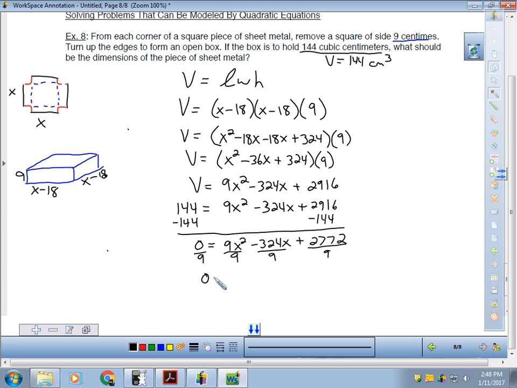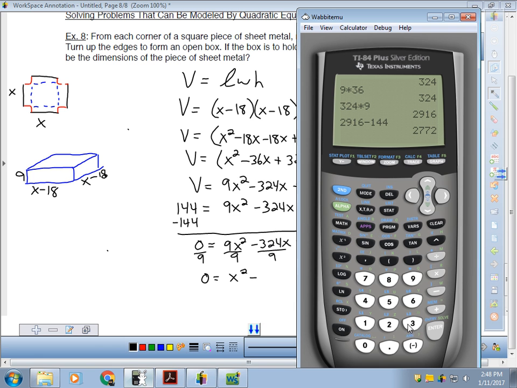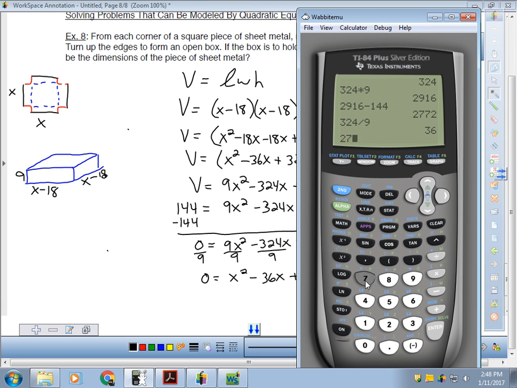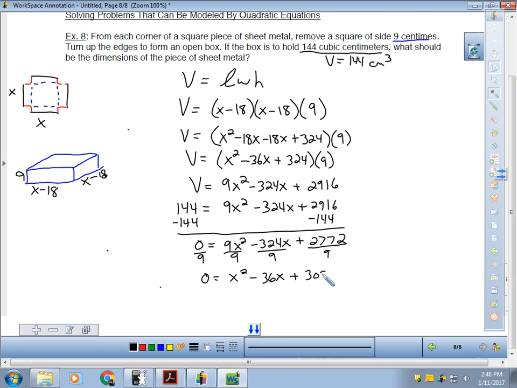0 divided by 9 is 0. 9x squared divided by 9 is x squared, minus, over here, 324 divided by 9, that's probably 36 if I remember correctly. Yeah, 36. So minus 36x plus, and then if I take my 2,772 and divide that by 9, I get 308. Okay. So now my equation looks a little nicer. 0 equals x squared minus 36x plus 308.